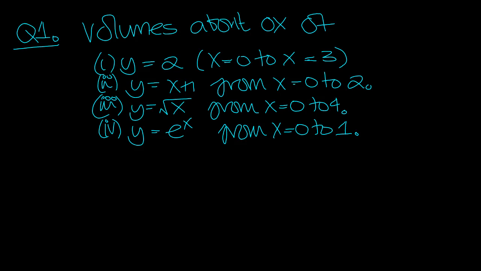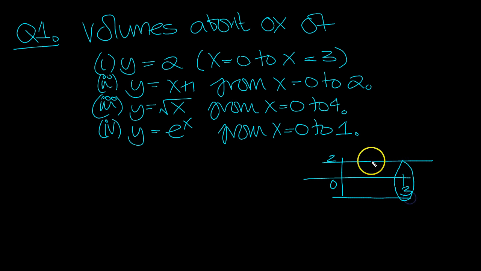Volume's about the x-axis of these four problems then. The first one's y equals 2. So there's y equals 2 from x equals 0 to 3. When we rotate this line about the x-axis, we get a cylinder, don't we? Like so. And here's the slice, for example.